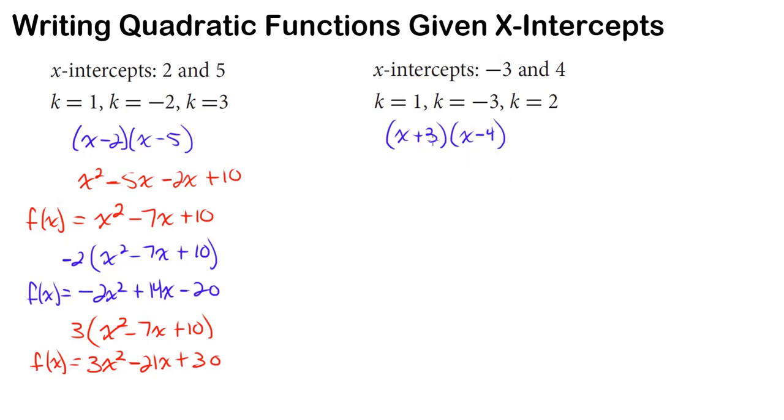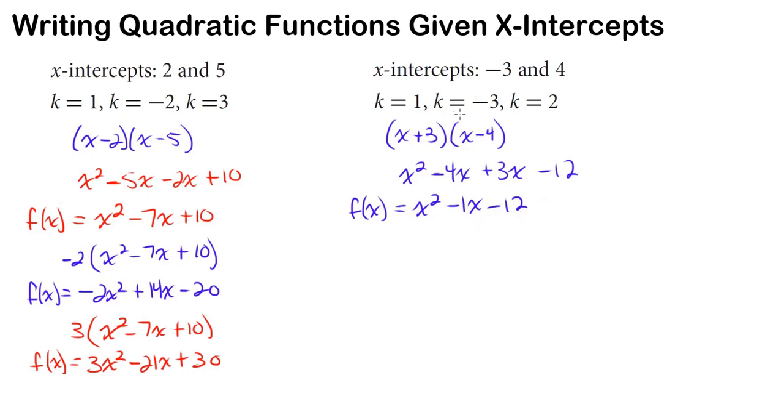And so our first step here is going to be to FOIL this out. So let's go ahead and FOIL. So first, x times x, that's x squared. Outer, x times negative 4, that's negative 4x. Inner, 3 times x, that's 3x. Last, 3 times negative 4, that's negative 12. We could combine like terms here. Negative 4x plus 3x is negative 1x. So we have x squared minus 1x, which you could also just write as negative x, minus 12. And again, our first k value is 1, so that is our first function, f of x equals x squared minus 1x minus 12.